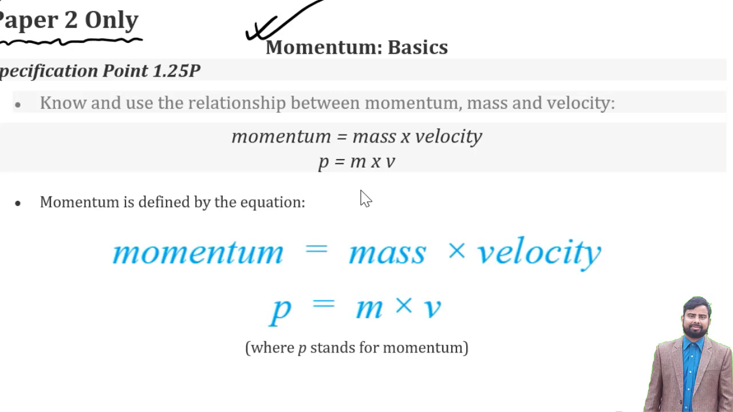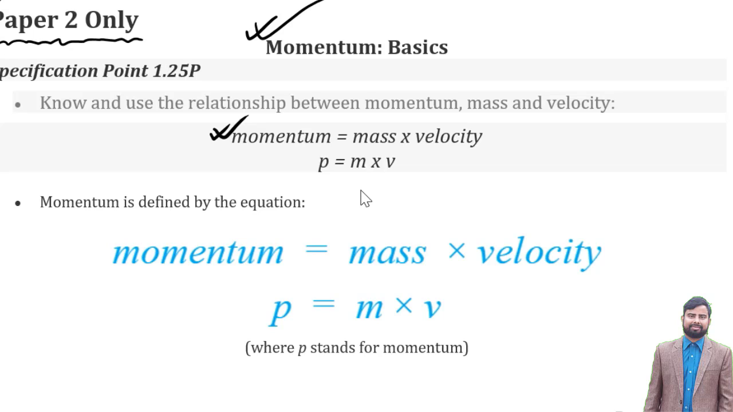Know and use the relation between momentum, mass and velocity. We know momentum is the product of mass and velocity. So here is the relation: momentum equals mass times velocity. Momentum is denoted by P, small letter p. P equals m times v. Here m is the mass, v is the velocity.